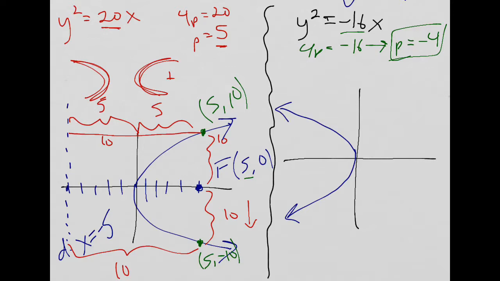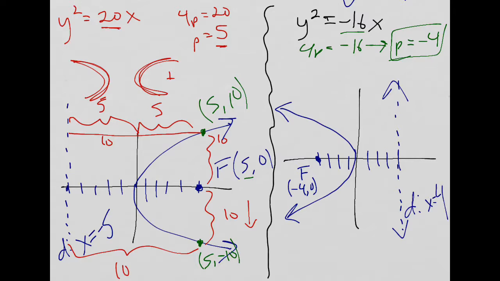And then I'm going to tick out 1, 2, 3, 4. I'm going to put a dot. That's where my focus is. I'll say its coordinates are -4, 0. And then I go 1, 2, 3, 4. Put a dotted line for the directrix. Put some arrows on it. Label D. Oops. And that is x equals +4.